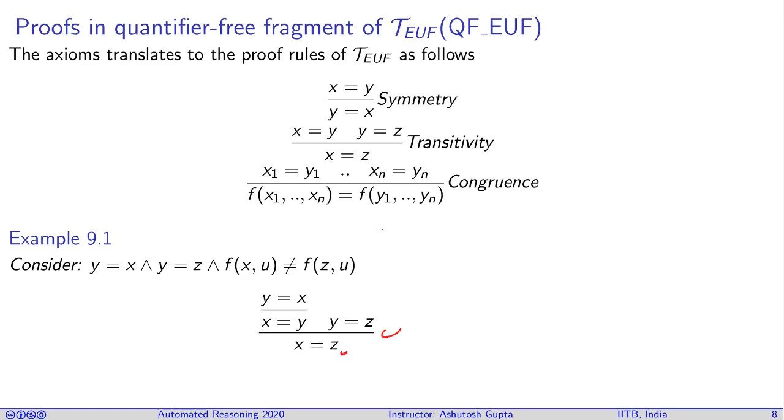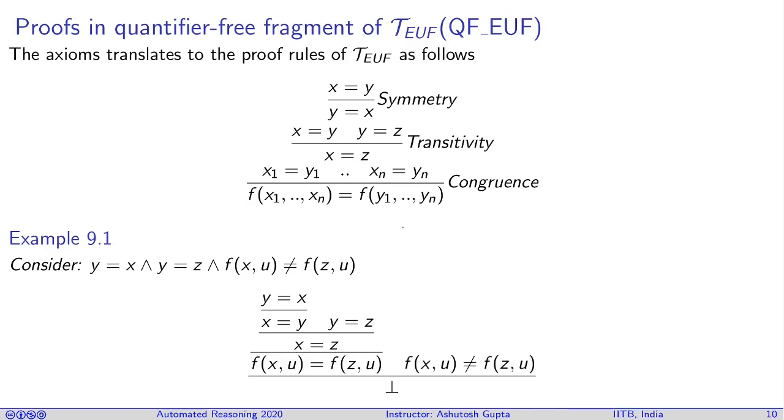Now we carry on, and we can see that this function call has two parameters each, but the second parameter is the same, and the first parameter has been shown to be equal. Therefore I can say that these two calls return the same value. However, our formula says they are not equal, right? So therefore we can derive false. This is the way you prove unsatisfiability in a proof system.